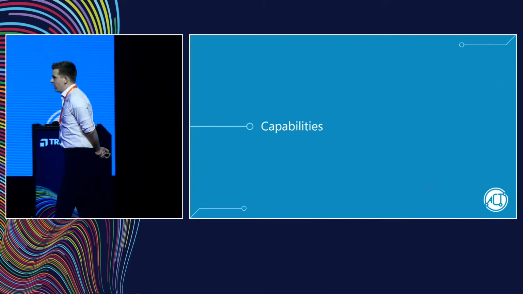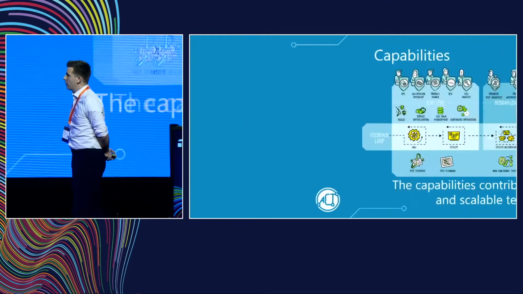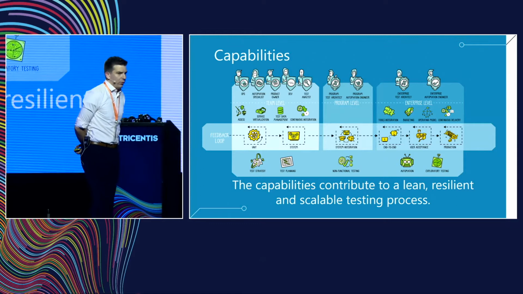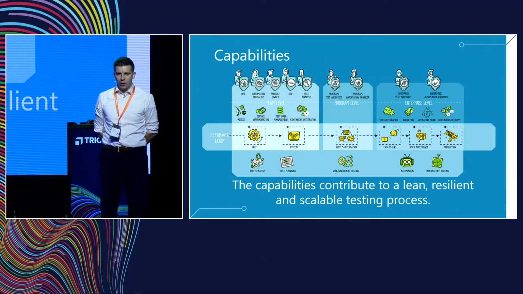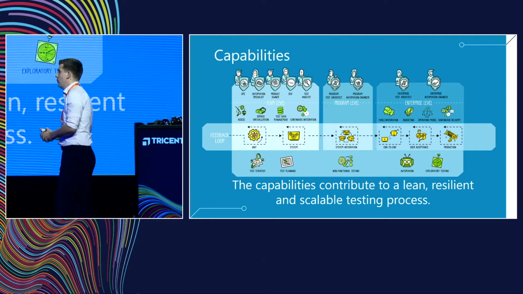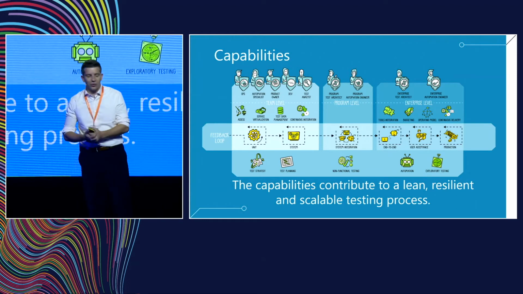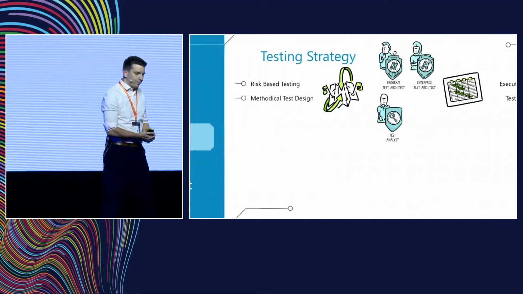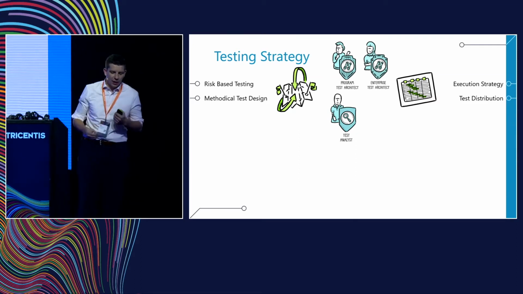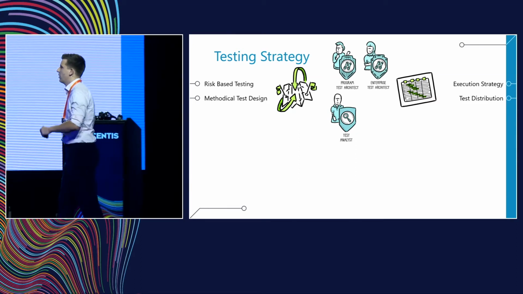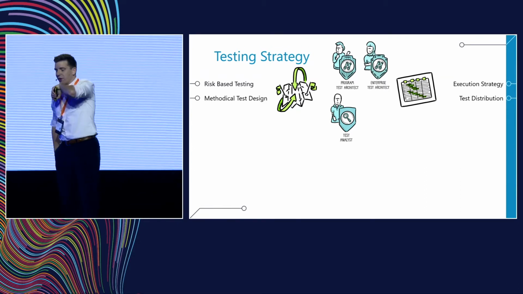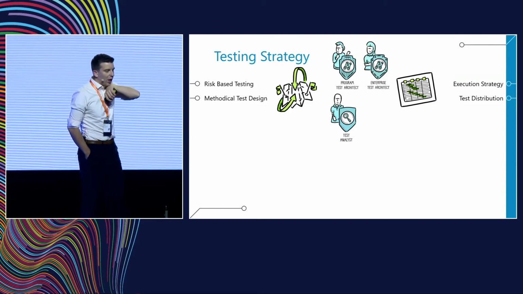Okay, so that's the structure on the team level. Then if we look at the capabilities, what kind of capabilities are we looking at? Because if we talk about continuous testing, there are a lot of things we need to think about. We need capabilities that contribute to a lean, resilient, and scalable testing process. If we go back to those roles, the program test architect and the enterprise test architect, together with the test analyst, will work on the testing strategy and the test planning.